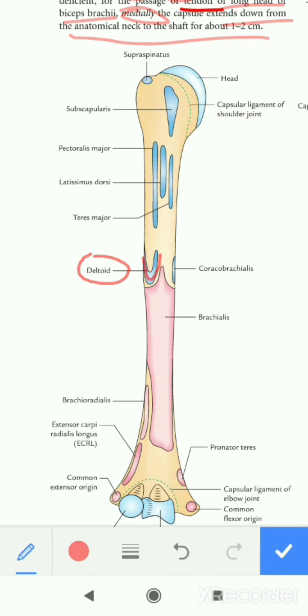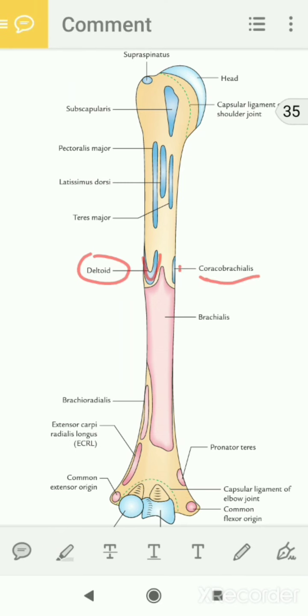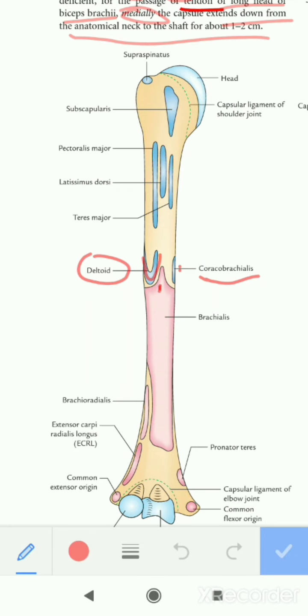And in the anteromedial surface, actually in the medial part of the medial border, there was attachment of the coracobrachialis muscle. This was the coracobrachialis muscle. And below this deltoid tuberosity, the whole anteromedial surface and anterolateral surface provide attachment to the brachialis muscle.